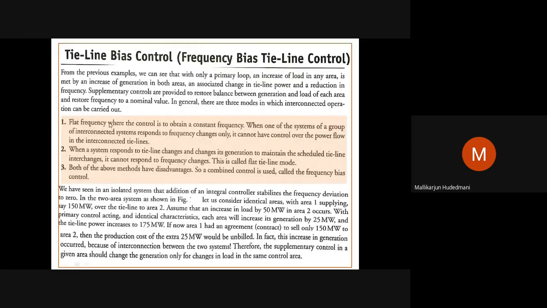So the first one looks only at the frequency and will not look at the tie line flow. The second method looks at the tie line power flow as its concentration, and frequency is not monitored. Both have their own pros and cons. Therefore, it is not acceptable in a power system to negotiate with either one or two. We want both of them as our required parameters. Hence, both of these methods have disadvantages. So a combined control is utilized, called frequency bias control. This is the third way.